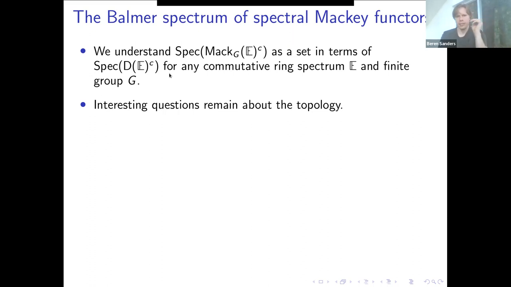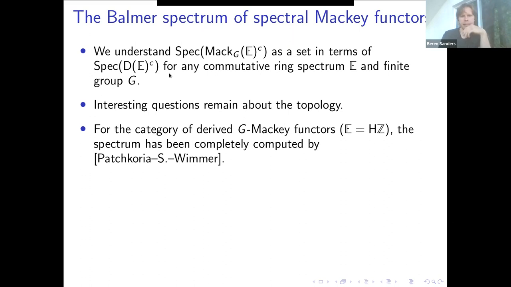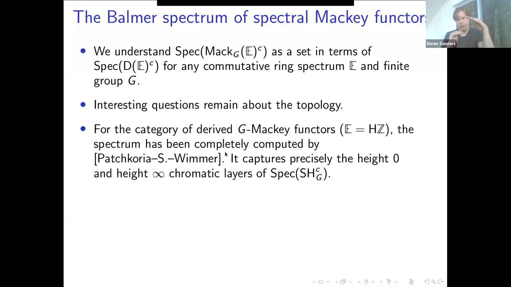But just like for the case of the G-equivariant stable homotopy category, there are still interesting questions about the topology. Now, in the case where we take E to be HZ, the spectrum of this category was completely computed in previous work of myself with Irakli Patchkoria and Christian Wimmer. In that example, we were able to completely describe the spectrum of the category, and it's actually a very beautiful picture. The spectrum of the category of derived Mackey functors is exactly capturing the height zero and the height infinity parts of the G-equivariant stable homotopy category.